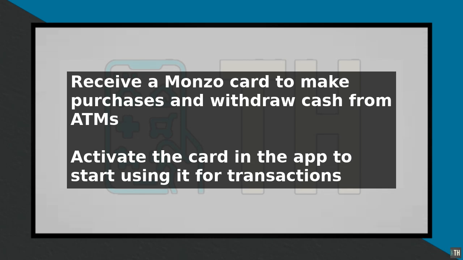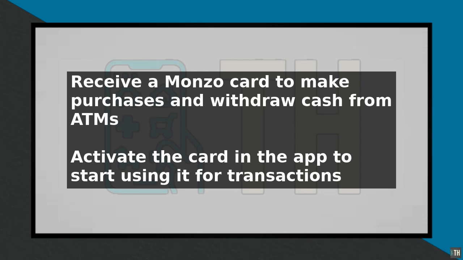To add money to your Monzo account, you can set up a direct debit from your main bank account or transfer money using the app. You can also use the Monzo app to send money to friends or family members who also have a Monzo account.